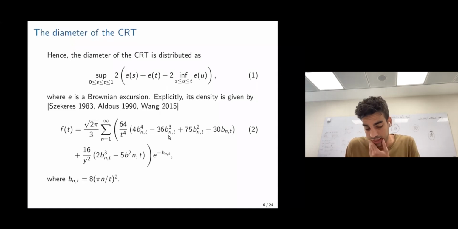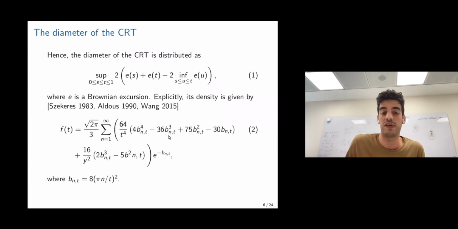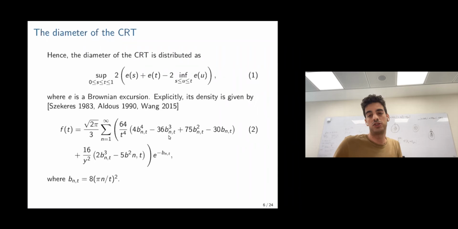I don't know how many people tried to actually calculate the density of this one directly, but up until 2015, this was the only way to calculate its density. In order to calculate this random variable, which depends only on the Brownian excursion, you had to go through the theory of random trees, Szekeres's result and Aldous's result, to find out that the density of 1 is 2. In 2015, Wang managed to give a direct proof, without going through trees, that this is indeed the density that we see here.